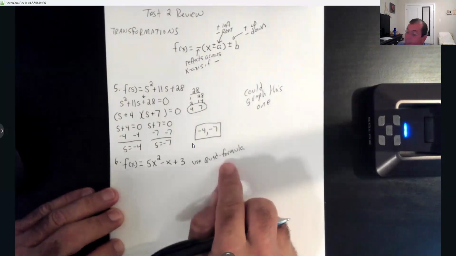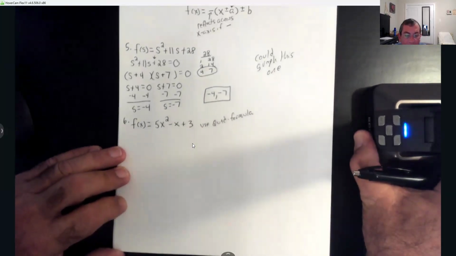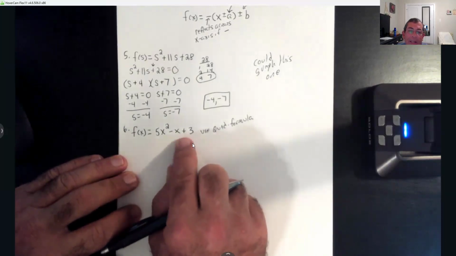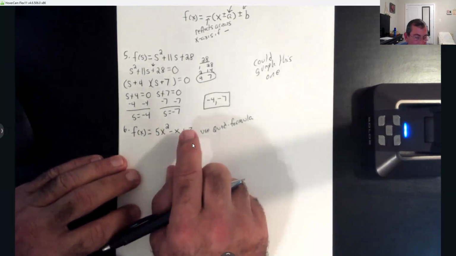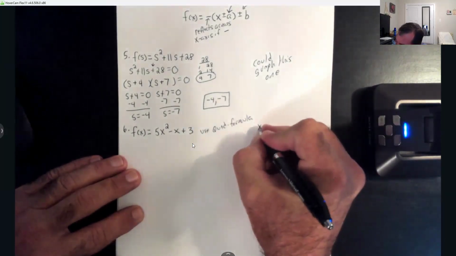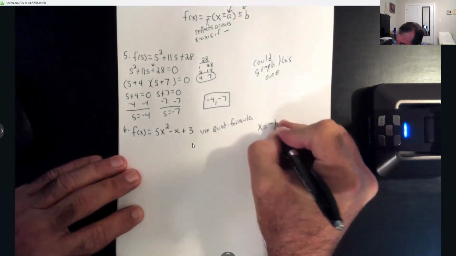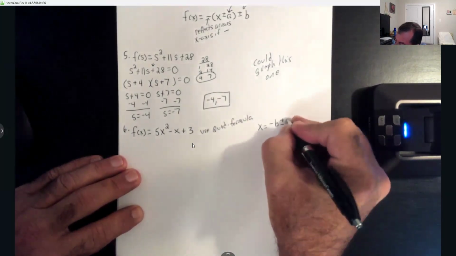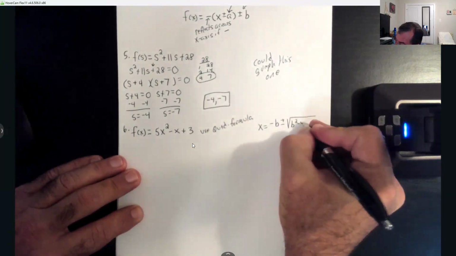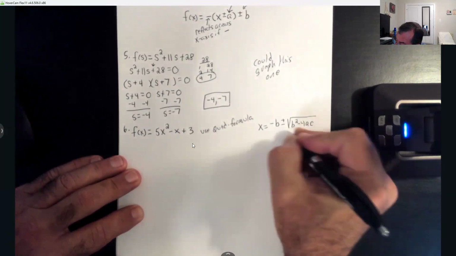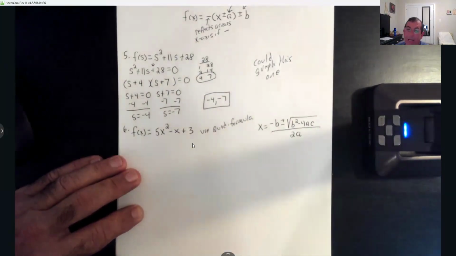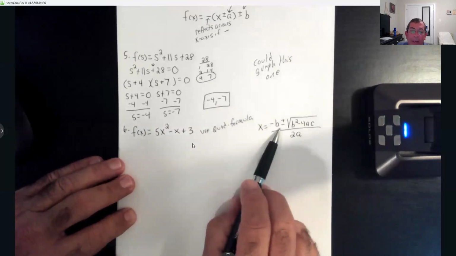So 6, that's the only way to do 6 is with the quad because it's not going to factor and you're not going to be able to see the x-intercepts on it, okay? So the quadratic formula was x equals negative b plus or minus the square root of b squared minus 4 times a times c, all divided by 2 times a.